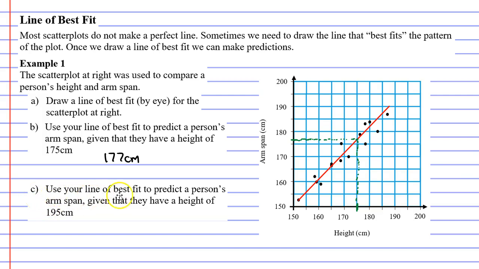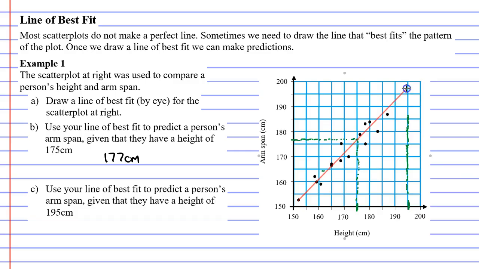It says, use your line of best fit to predict a person's arm span given that they have a height of 195 centimeters. So we go across to 195 centimeters, and as we go up, we notice a problem. And the problem we're facing is that our line of best fit doesn't exist here. So what do we do in this situation? Sometimes we've got to make our line of best fit longer. We need to extend our line of best fit.